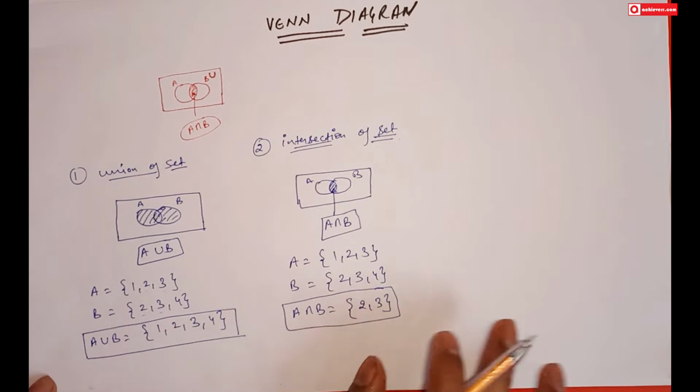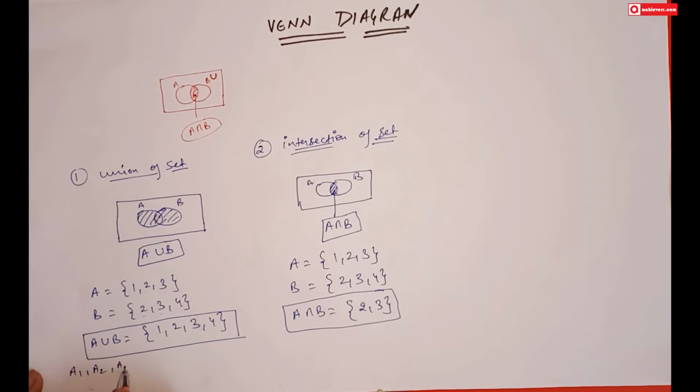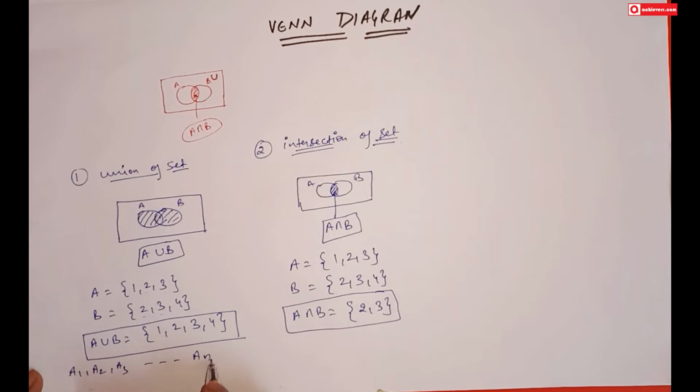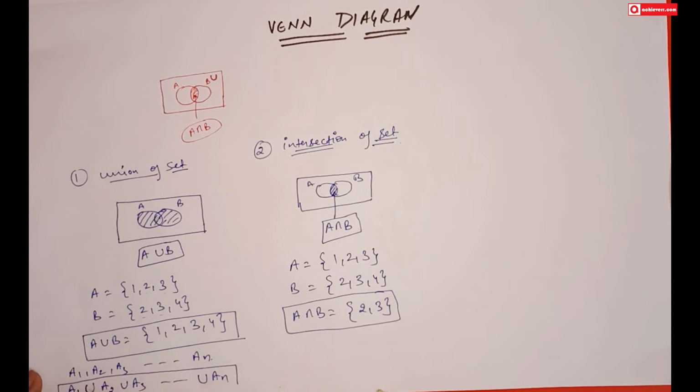And suppose if we have more than one set, like we have sets A1, A2, A3 up to AN. So what will be the union of sets? That will be A1 union A2 union A3 up to union AN. This will be the union of all sets. Here also, if we have sets 1 to n, then what will be the intersection? Intersection will be A1 intersection A2 intersection A3 up to AN.